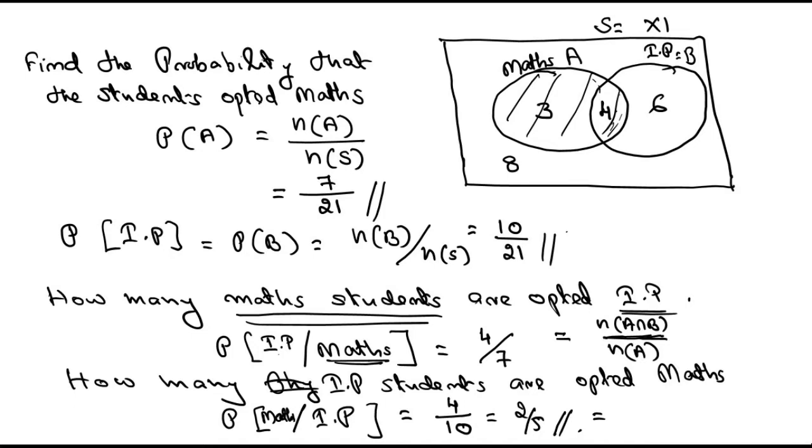Now similarly, you see maths given IP. IP means here probability of B, so we are taking N of B. Now maths means, how many are taken? The intersection. So the number of elements in the intersection. So this is the probability of maths, that means A given B. This is what we are taking: the probability of B given A.